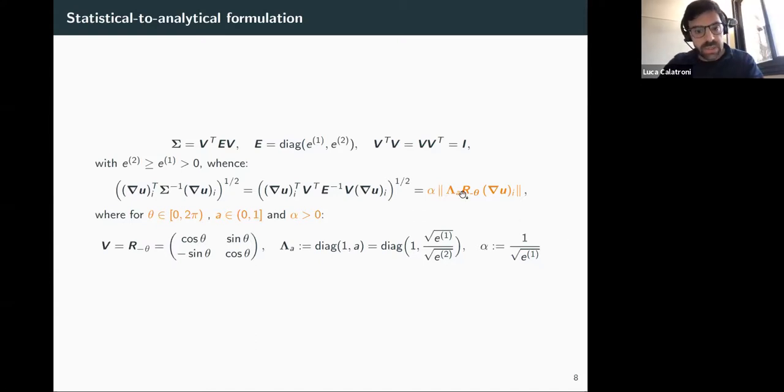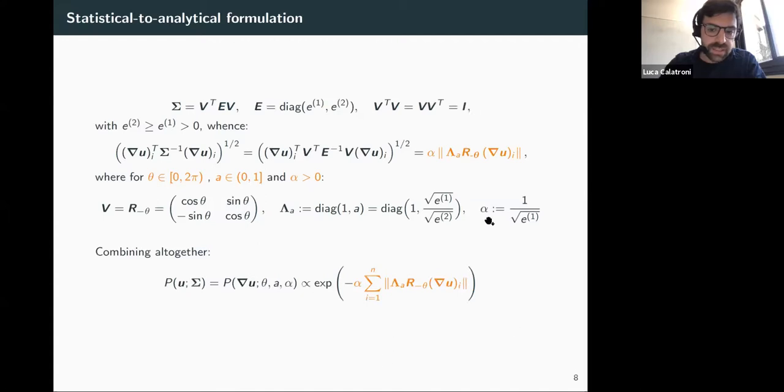Okay, so now we can use this form for defining my prior. And let me point out, in terms of number of parameters, that since sigma is a 2 times 2 SPD matrix, it is defined in terms of 3 parameters. So here we are just introducing different parameters, but the dimensionality has not changed. And we retrieve this form for the regularizer.